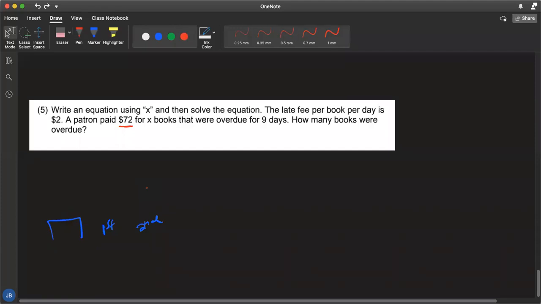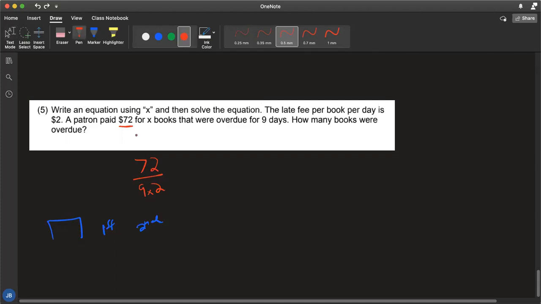So the late fee per book per day is $2. A patron paid $72 for X books that were overdue for 9 days. How many books were overdue? So what I did is 72 divided by 9 times 2, but... So 9 times 2 like this? Yeah. So where's your X? Right, because we need an equation using X. I think I left it out maybe. You left that one out? No worries. Let's figure this one out.